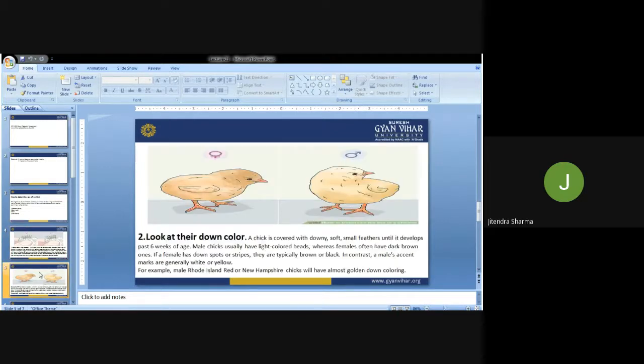Then look at their down color. This is also a method, but scientifically it is not actually accurate. But anyway, people, because of their experience, are using this method. A chick is covered with downy, soft, and small feathers until it develops past 6 weeks of age. Male chicks usually have light colored heads, whereas females often have a dark brown one.